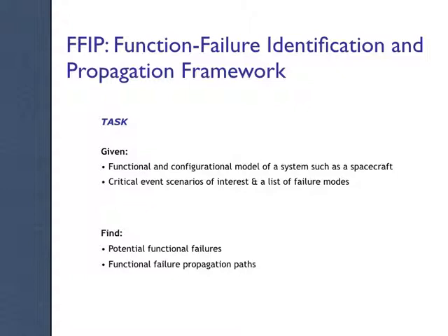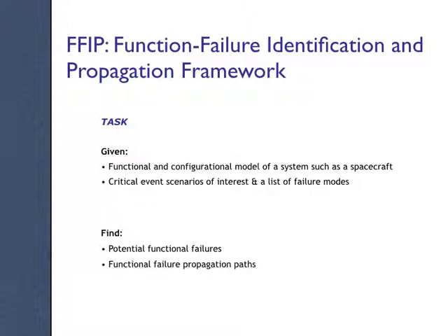So this slide's presented as a task, and I'm going to walk through it in just a minute. Given the functional and physical architecture, where the configuration model or configuration flow graph is the physical architecture, of a spacecraft system, and then the critical event scenarios or a list of failure modes, can you find the potential functional failures and the propagation paths? This is an example of what we might specifically be able to do with something like FFIP.